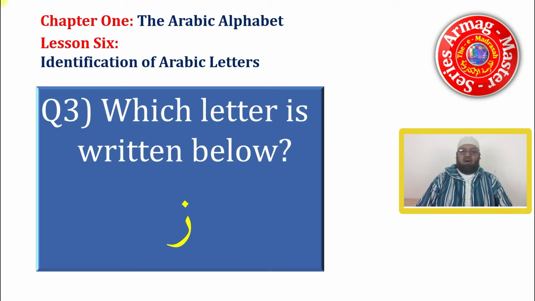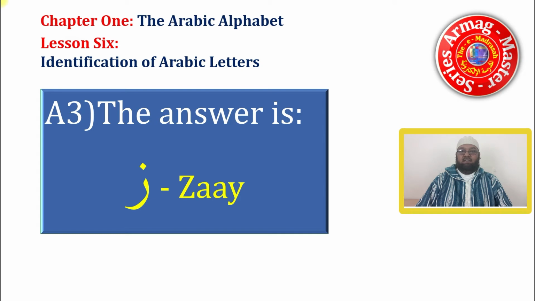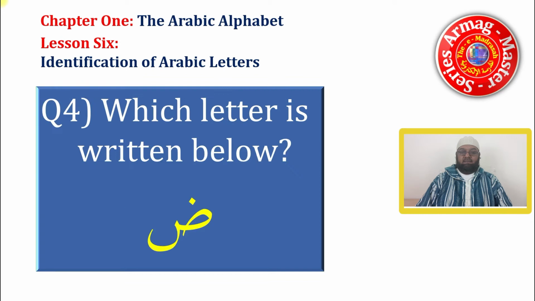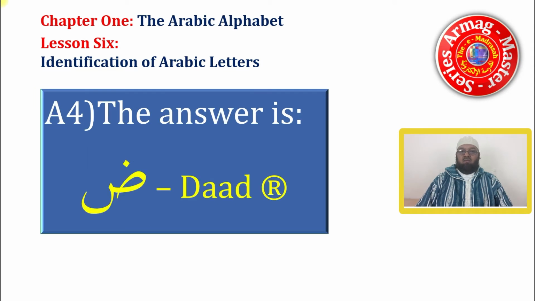Which letter is written below? And the answer for that is Zaay. Yes? So the answer is Zaay. Now let's look at question 4. Which letter is written below? The answer for that is Daad. And the R on the right hand side tells us that Daad is pronounced round or full mouth.